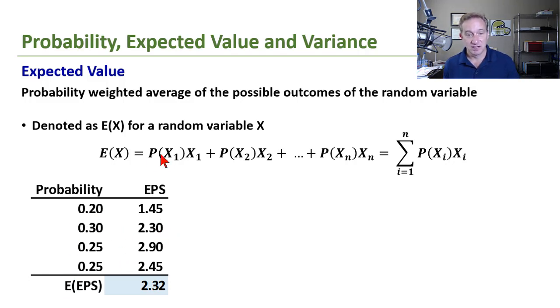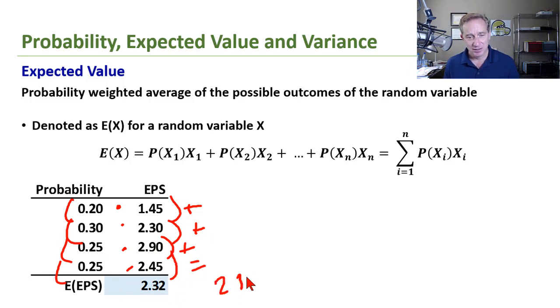Well, it's a straightforward application of this, right? It's 20% multiplied, I'm going to use the dot operator here, 20% multiplied by the 145, so I'll just put that in parentheses. I add that to 30% multiplied by 230, add that to 25% multiplied by 290, add that to 25% multiplied by 245, and you should get 232 as the weighted average or expected value.